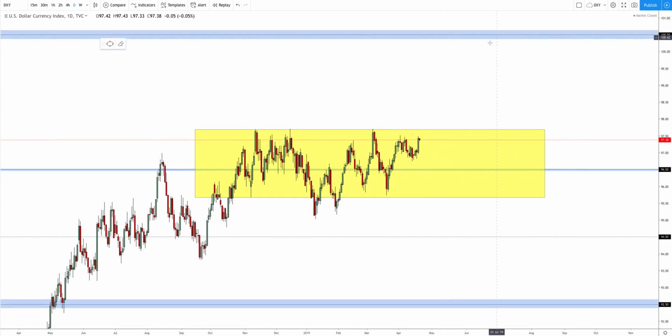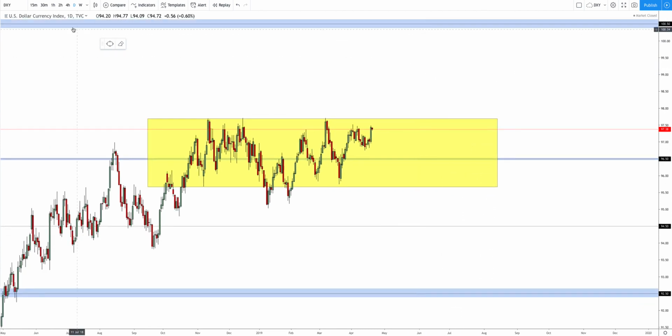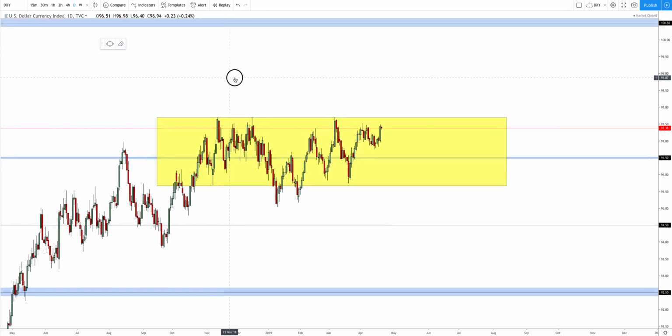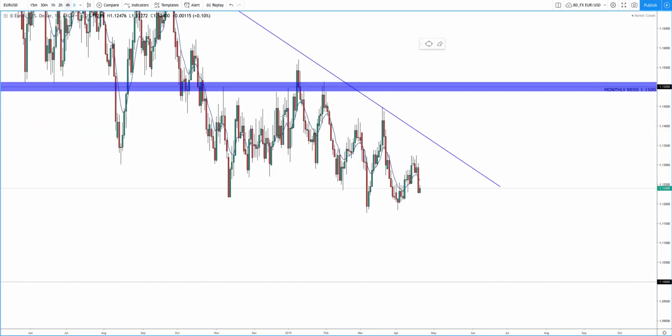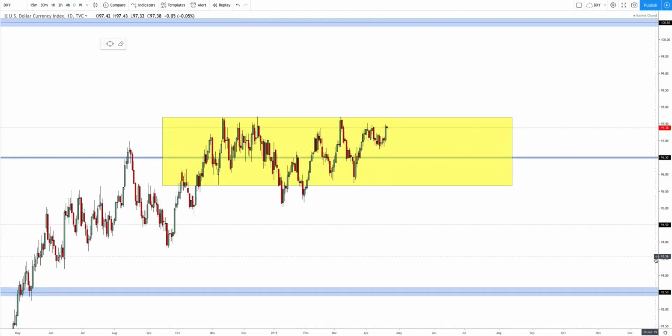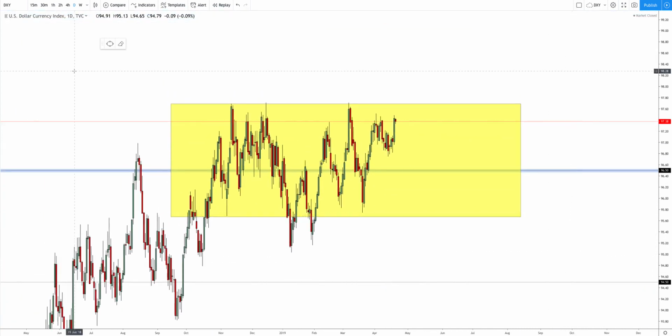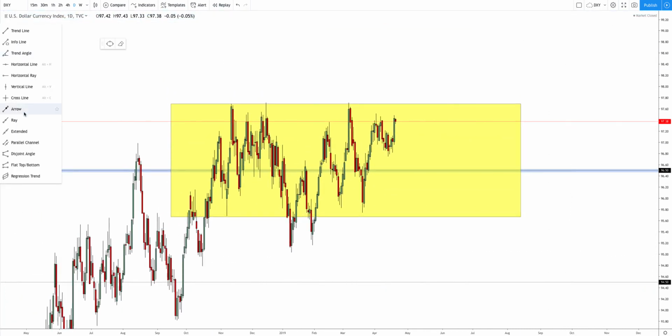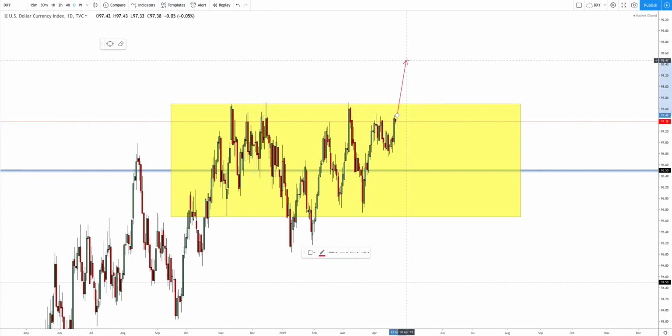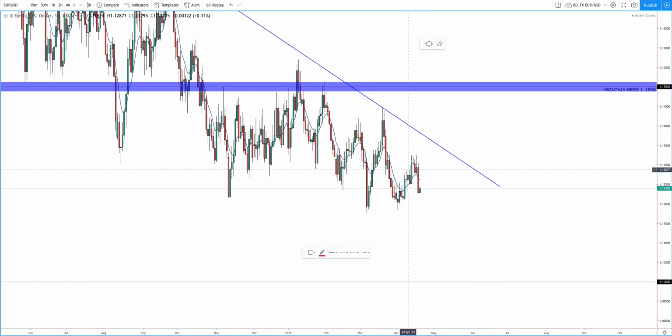My next target would be up around the, you can see my monthly key level here. So with that in mind, looking at Euro US dollar, as I said, let me just quickly flip back. If we see the US dollar index going up, then what we should see with a pair like Euro US dollar is the pair coming down.